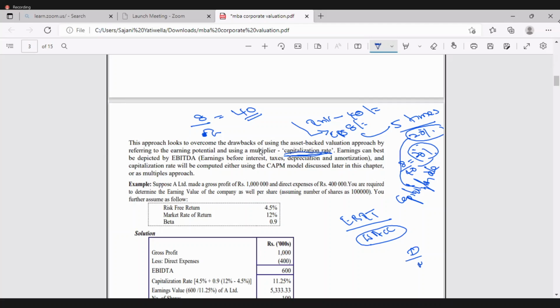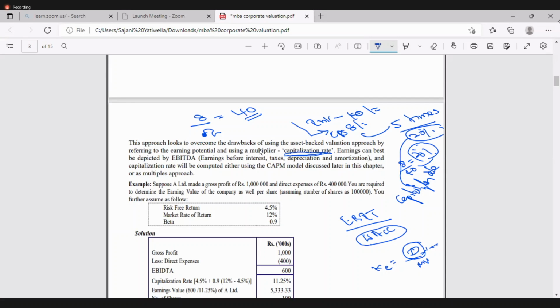Dividend payment divided by market price per share, into 100. Then we can estimate the cost of equity. If the dividend payment is not given by the company, then we cannot estimate it this way.